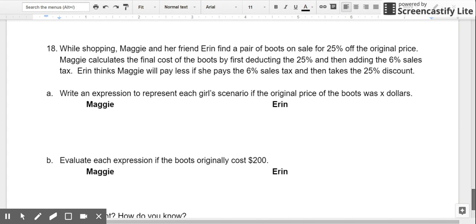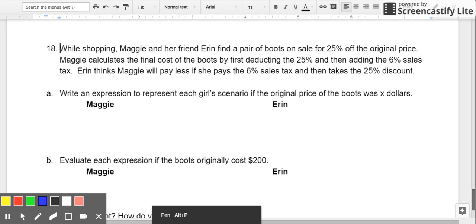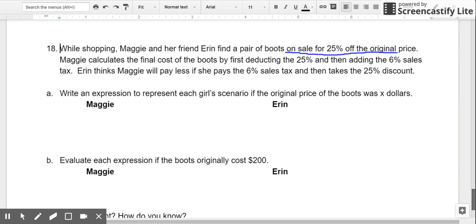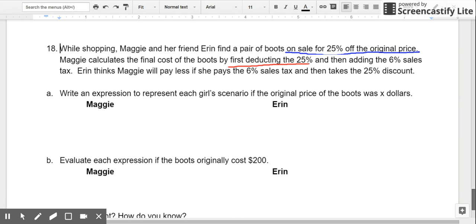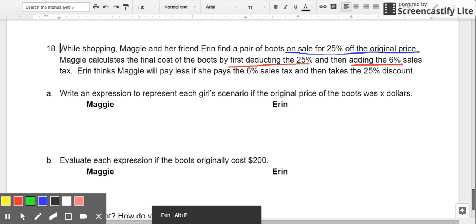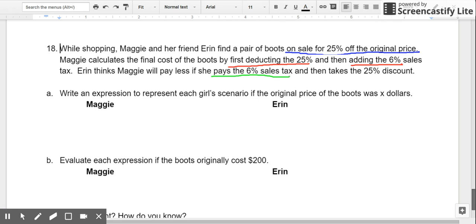Let's begin by underlining or highlighting the important information in the original text. What do we know about the boots? Well, we know that the boots are on sale for 25% off the original price. And we know that there's 6% sales tax because it's implied later in the problem. I'll highlight Maggie's portion in red. Maggie thinks first we should deduct 25% of the price and then add 6% for the sales tax. Erin, on the other hand, thinks we should first pay the 6% sales tax and then take the 25% discount.